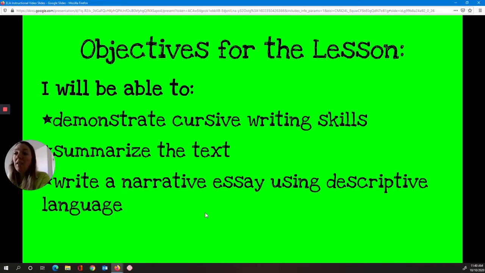And then you're going to write a narrative essay using descriptive language. So that's an objective for the whole week. We are continuing with our narrative essay this week. Last week you guys did a brainstorm, a graphic organizer, and your rough draft for that narrative essay. And we're going to continue with that over this week. In the next lessons we're going to be editing our narrative essay. And then in the last lesson, 2.7, you'll be actually turning in the final draft of your narrative essay.